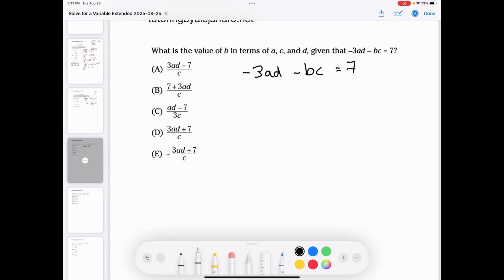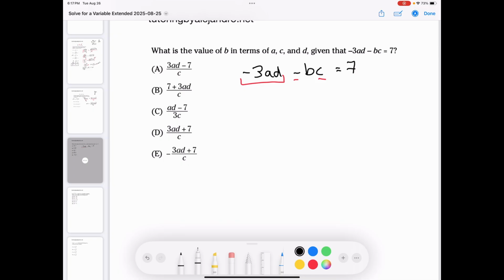Okay, so we need to isolate b. We have a few obstacles here, right? We have the c right here. We have this negative. And we have this term, this negative 3ad term, right? We'll start with whatever's farthest away. In this case, it's that negative 3ad.